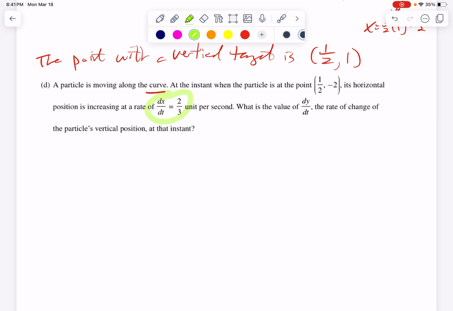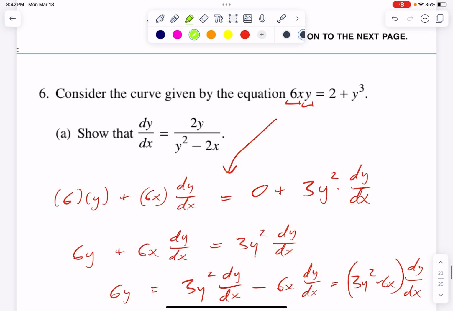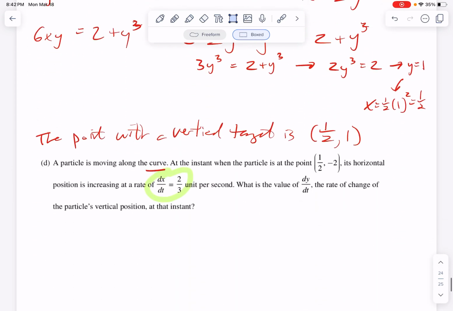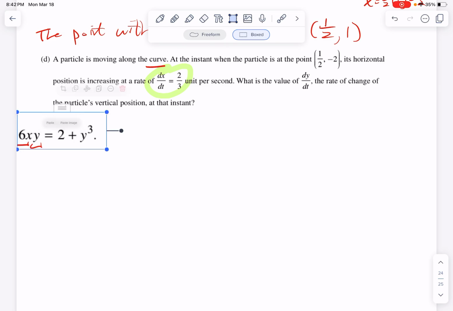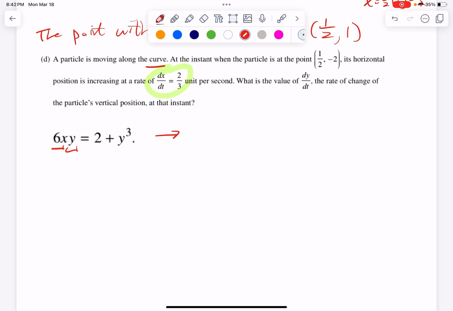So these are rates as things change according to time. So we want to do this as a related rates problem. So I think it's easier to just kind of redo some of this. There is a slicker way to do this, but let's just go back here. And instead of thinking about slopes, let's do this as though it's a related rates problem. So let's take the derivative of everything with respect to x.